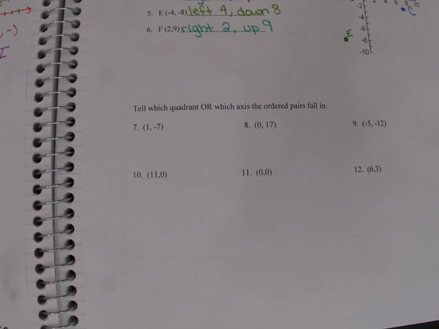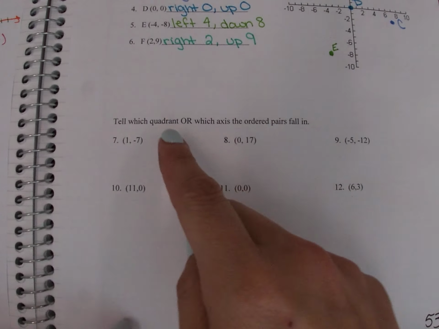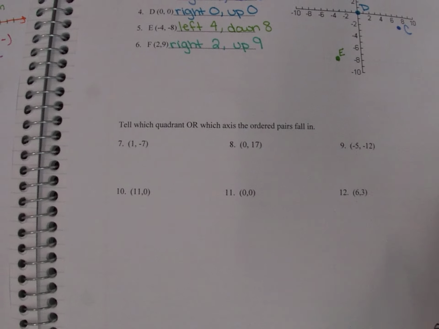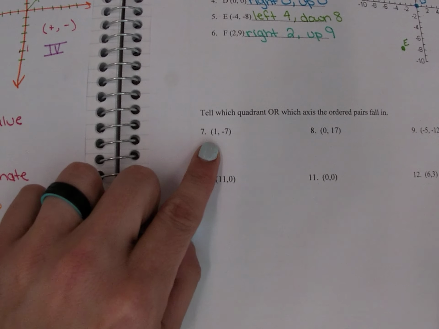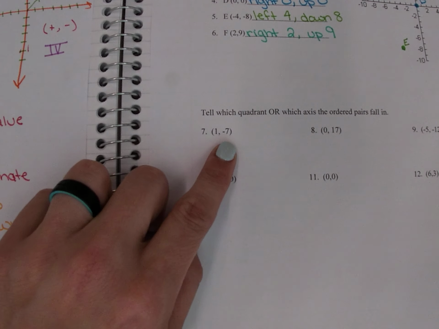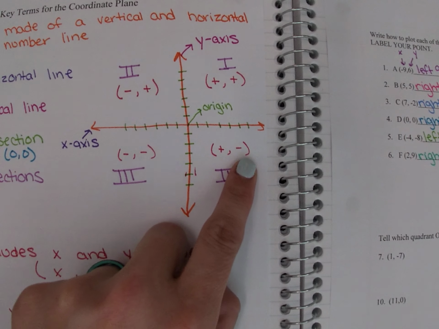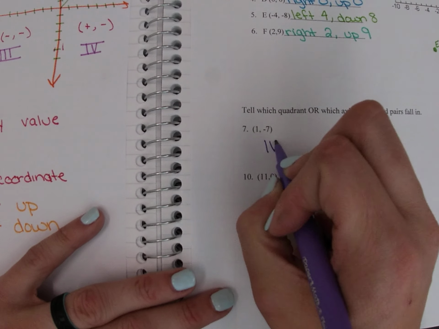Now, if we want to tell what quadrant an ordered pair is, we could go through and plot each of these. So we could draw a coordinate plane and plot them, or we could just go by the information that we put in our quadrants over here. So if our X value is positive and our Y value is negative, right? This means we're going right and down. Positive followed by a negative, so this is going to be in quadrant 4.